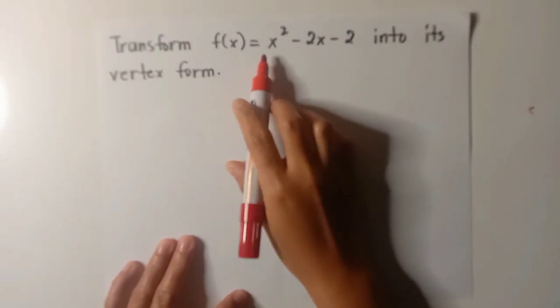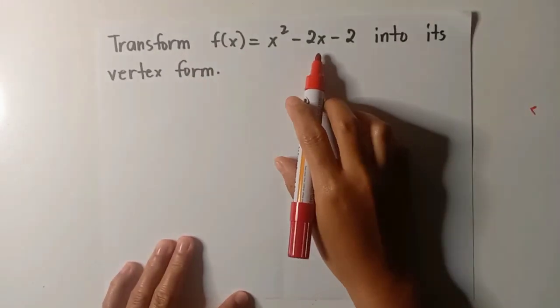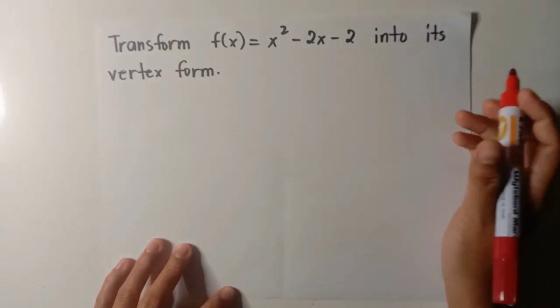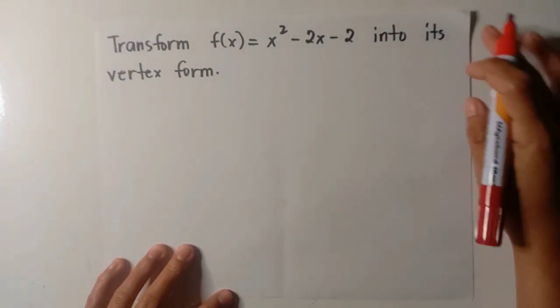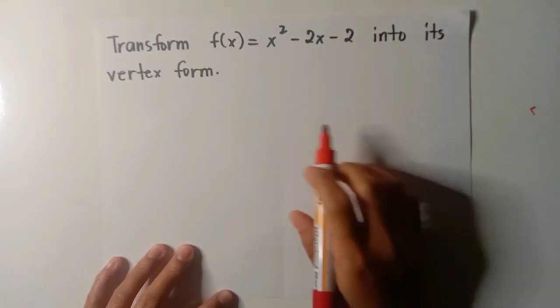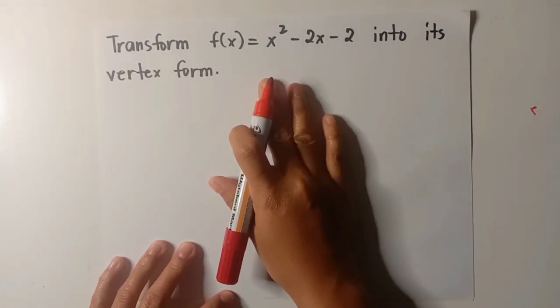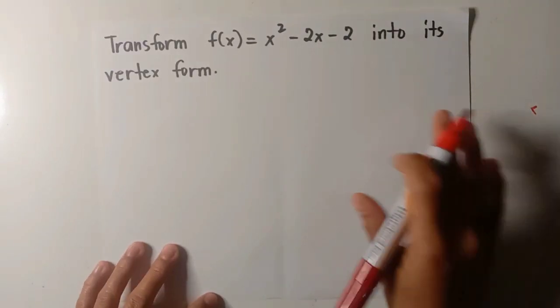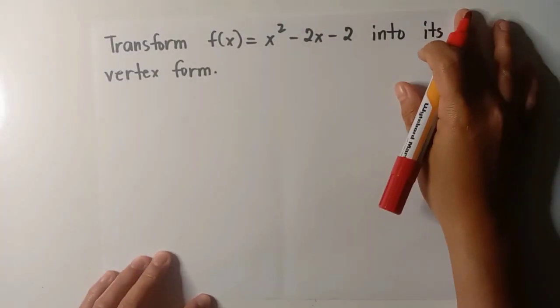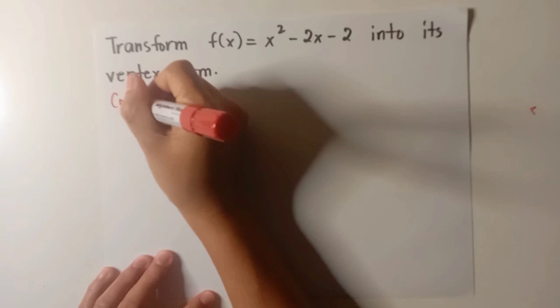Transform f of x equals x squared minus 2x minus 2 into its vertex form. Now, in transforming a quadratic function into its vertex form, we have two methods. The first one is completing the square.